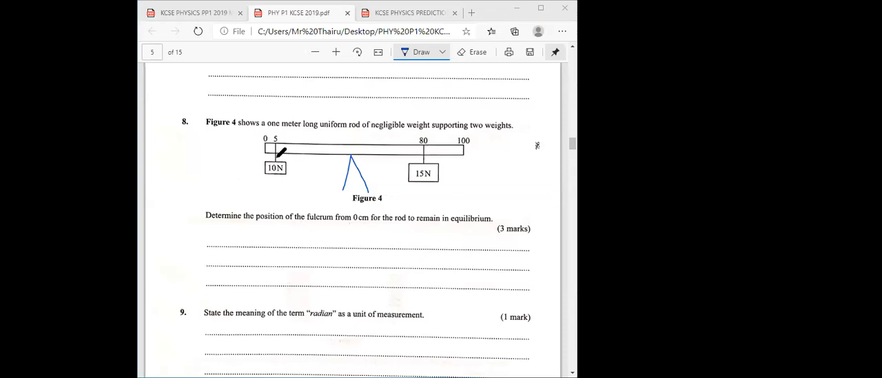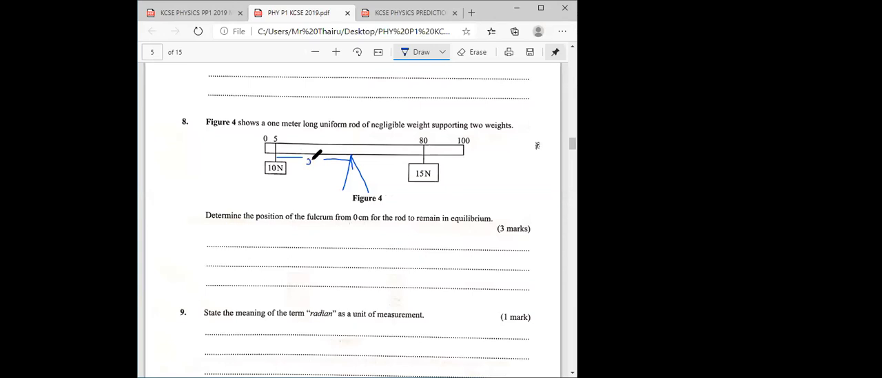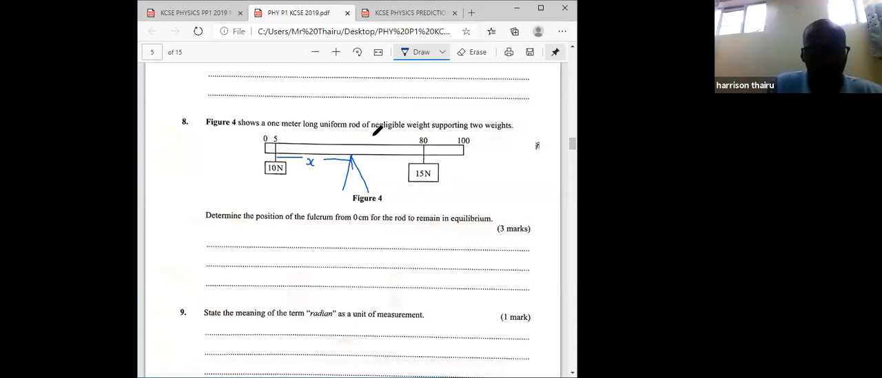Suppose this length from the pivot here we label as X. We can see that the length from 5 centimeters up to the 80 centimeter mark, that difference is 75 centimeters. Then it implies that this other length is going to be 75 minus X.